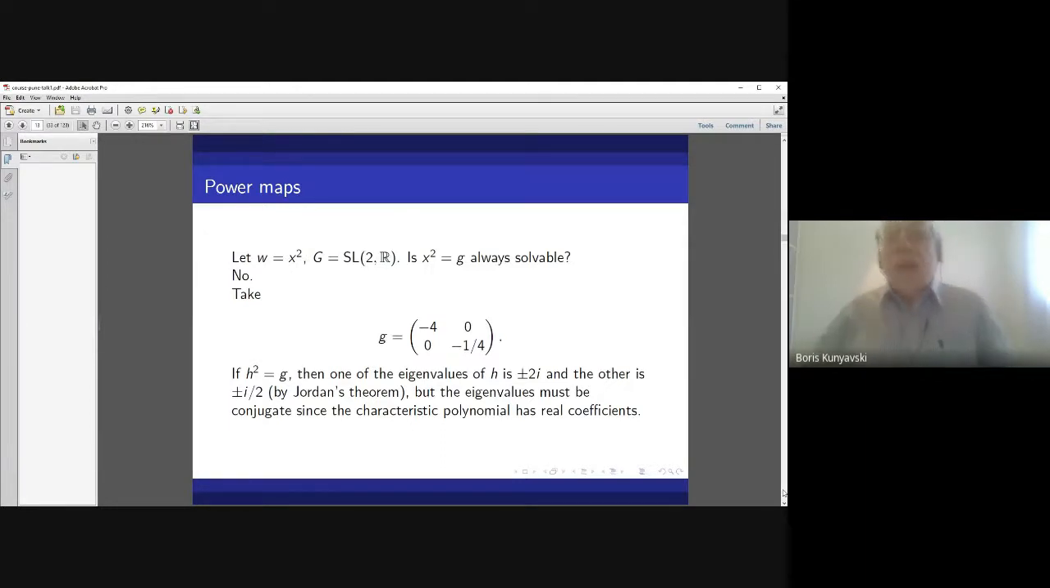Yeah, here is an argument. There are many counterexamples, of course. I consider the following matrix, diagonal matrix with entries -4 and -1/4, and assume to the contrary that there exists some matrix H whose square gives us G. Then, by Jordan's theorem, one of the eigenvalues of H is plus or minus 2i, i square root of -1, and the other is plus or minus i/2. But this cannot happen because the eigenvalues must be conjugate, because the characteristic polynomial has real coefficients, because our original matrix is real. So we have an example of a non-solvable equation. So this makes the situation non-trivial.